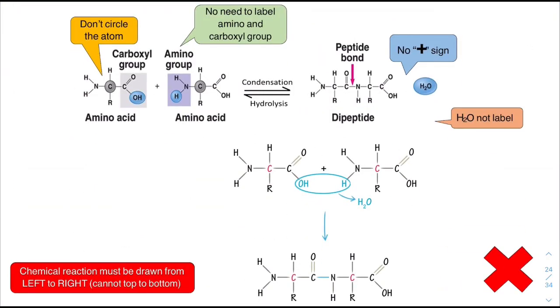Okay, so ini tips-tips dia. Macam saya sebut tadi, tidak perlu lukis dari atas ke bawah lah. Tidak perlu label the carboxyl group and amino group of the individual amino acid. Tidak perlulah. Jangan lupa the plus sign for the product. So dia akan hasilkan dipeptide NH2O. So kena ada plus sign.